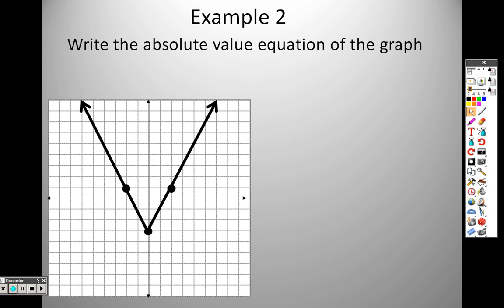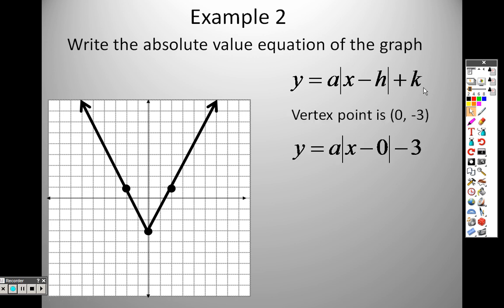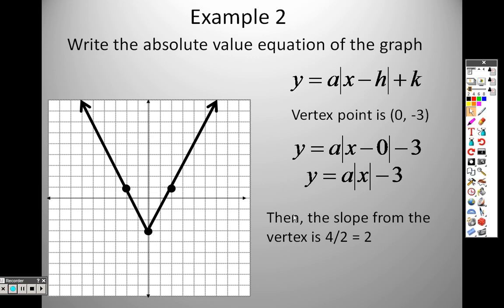Write the absolute value equation for this, working backwards. So there's the formula. The vertex point is (0, 3), meaning h is 0 and k is 3. So I can plug that in. Now, since I'm trying to find the equation, y and x still stay the same, but I need to find out what a is. Well, I know it's positive because the V is opening up, so this is a positive a here, but what is it? Well, the slope is up 4 and right 2. And 4 divided by 2 is 2, so the actual answer for the slope is 2, so 2 absolute value of x minus 3 is your answer to that graph.